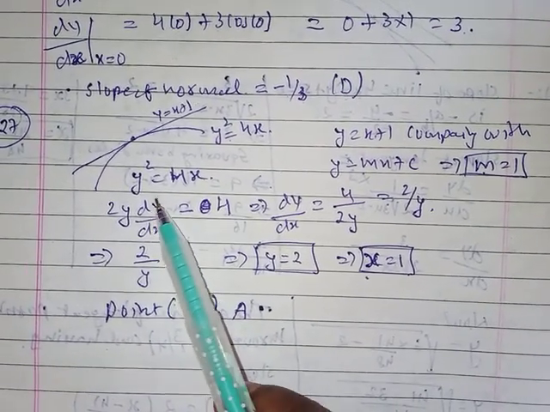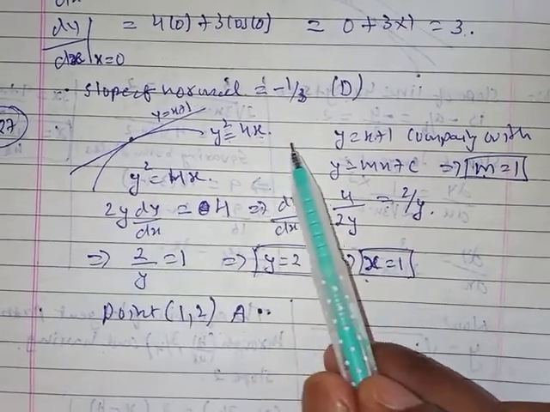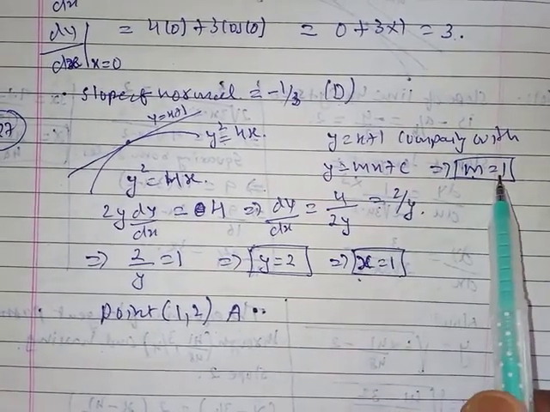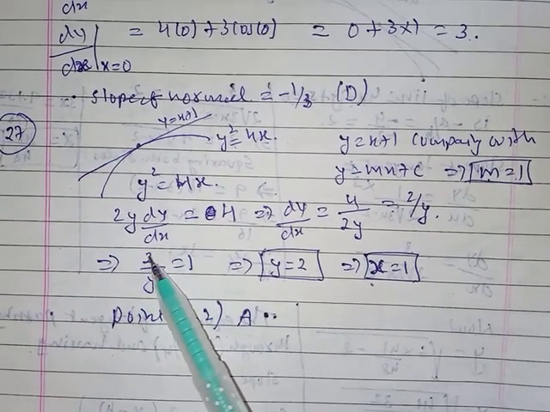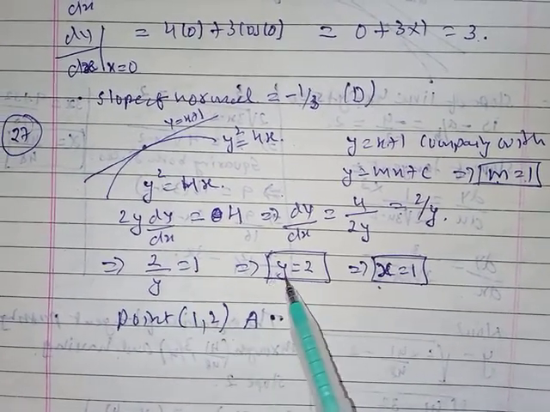But what is dy by dx? dy by dx is m here. Comparing this, we got 1. So if you substitute dy by dx as 1, 2 upon y is equal to 1. So y is equal to 2.